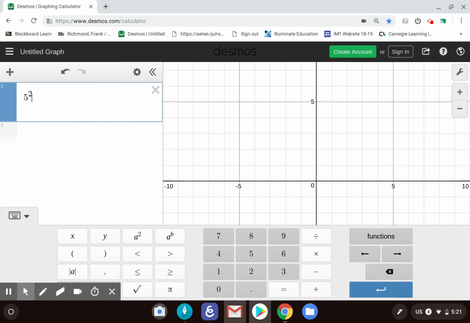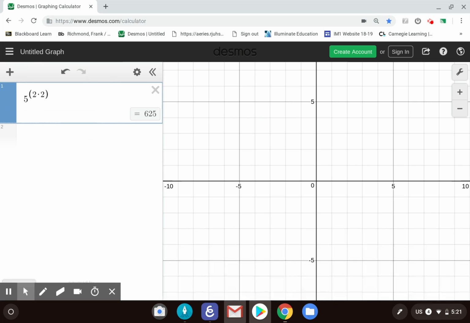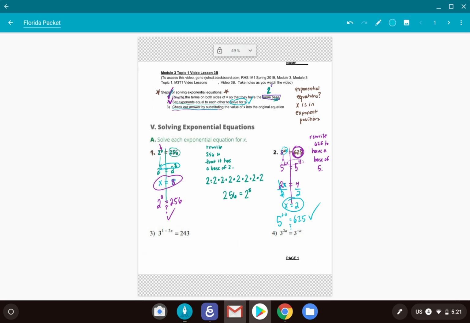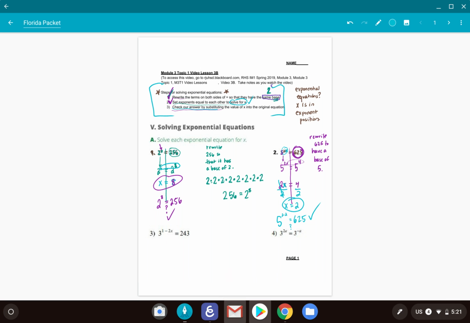I mean, you could take a shortcut too and just multiply 2 times 2 to get 4. That's the same thing. I can see that equals 625. So I did, in fact, get the right value for x. X really is 2. Okay, so we'll just continue using these same 3 steps over and over for numbers 3 and 4.